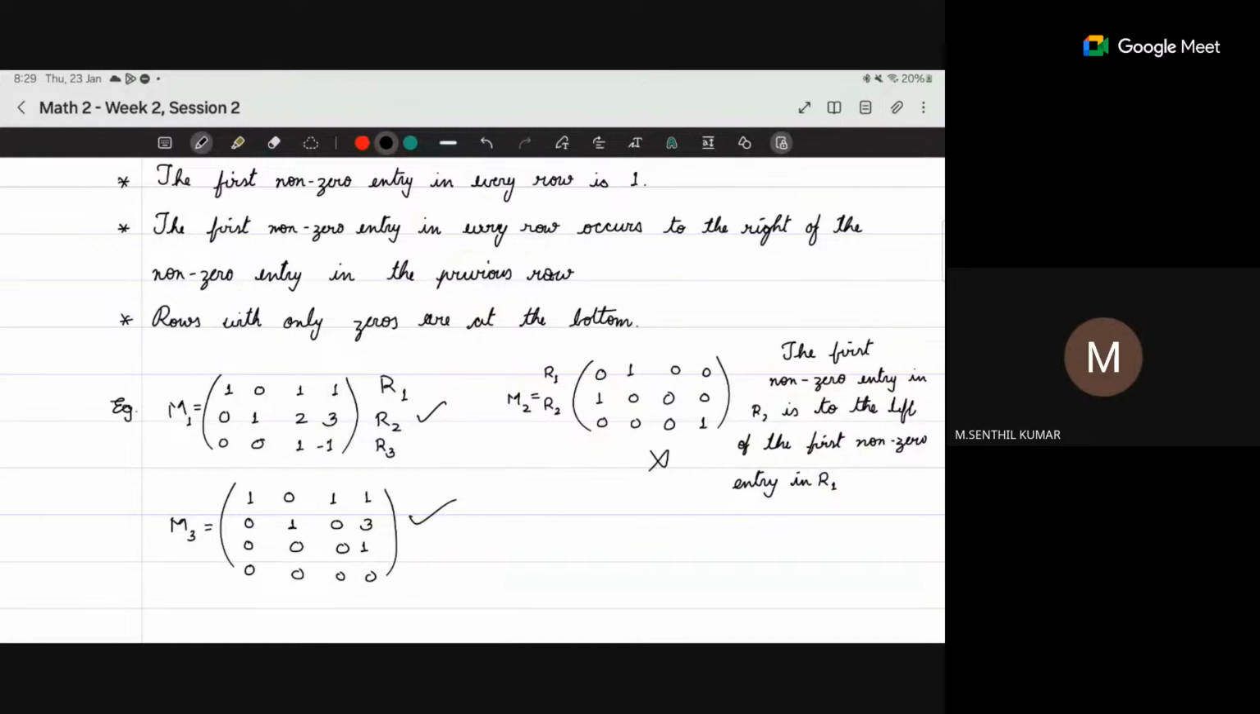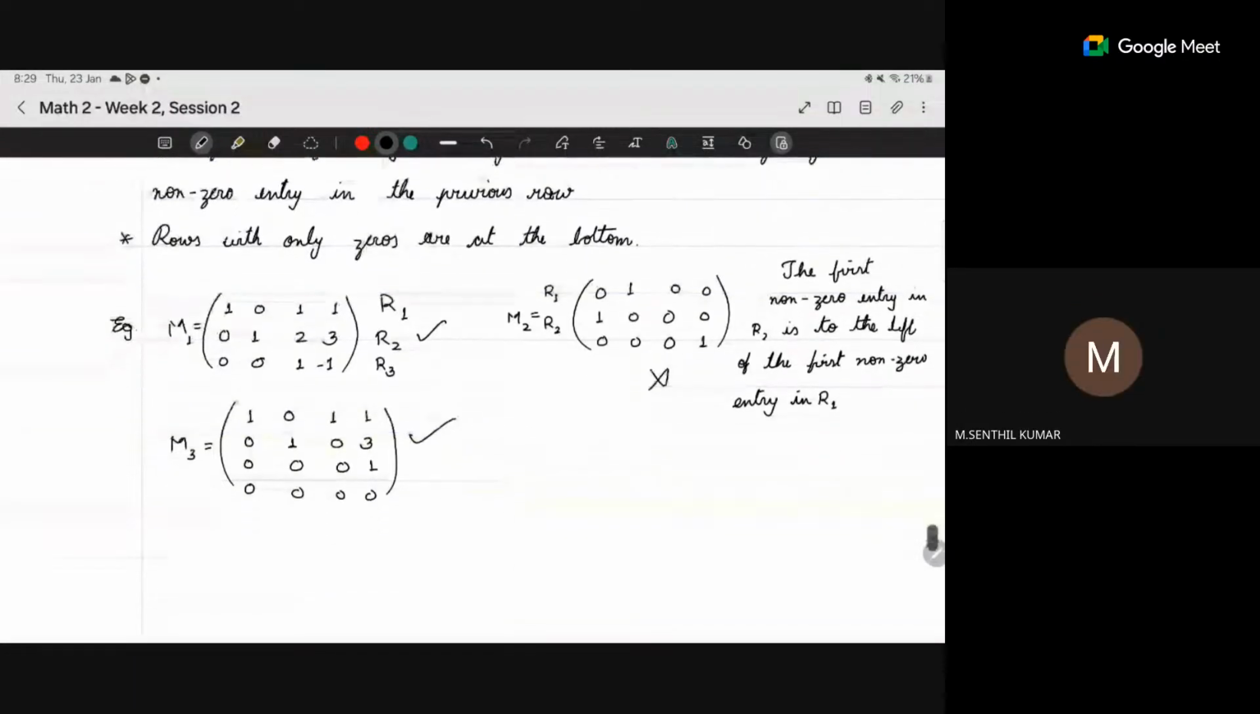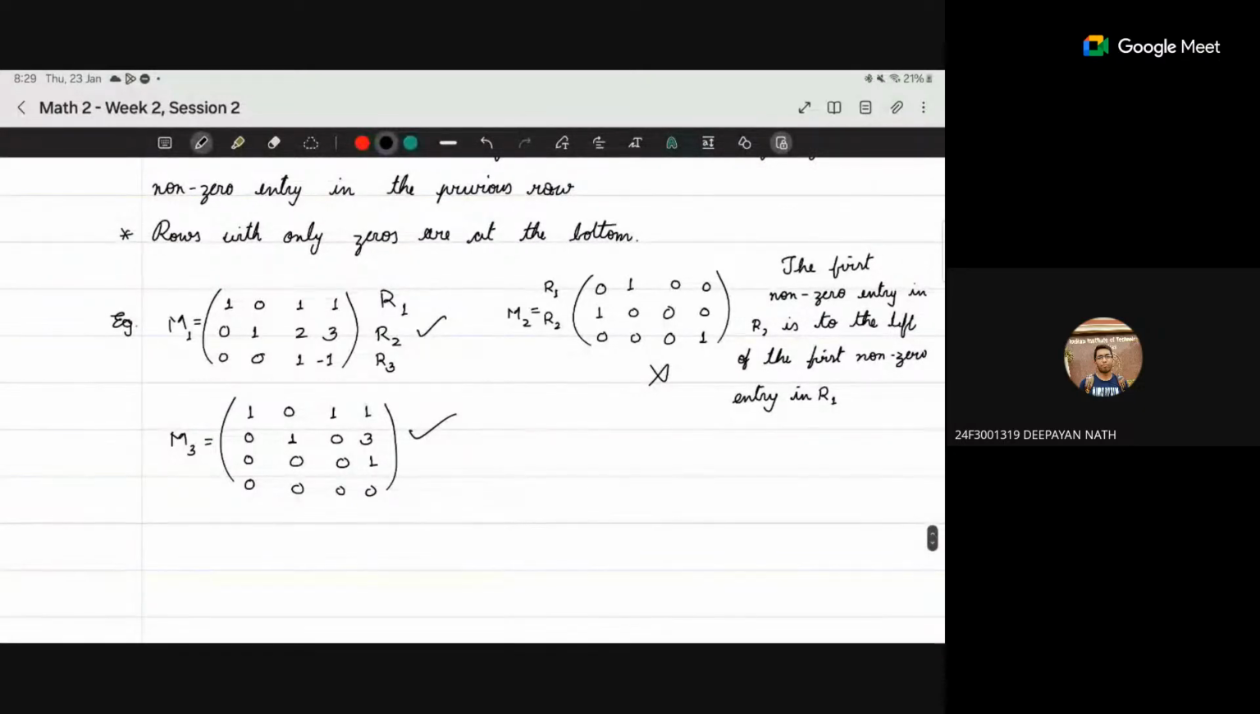So first of all, let's check condition 1. Is the first non-zero entry in row 3 a 1? Yes. Is the first non-zero entry in row 3 to the right of the non-zero entry in the previous row, in this case the second row? It is to the right. Okay. It need not be one step to the right. It can be two steps to the right also. That's fine. Okay, thank you, now clear, sir.